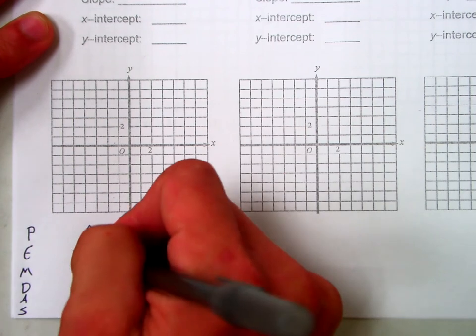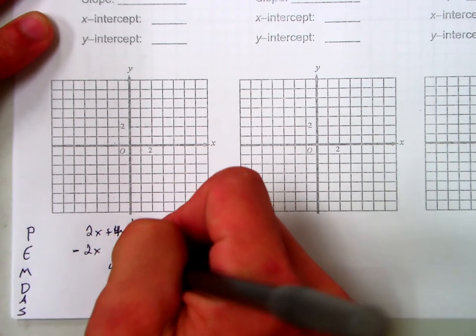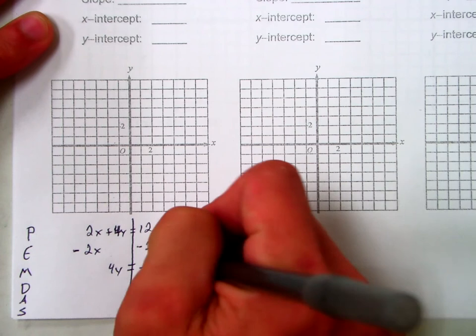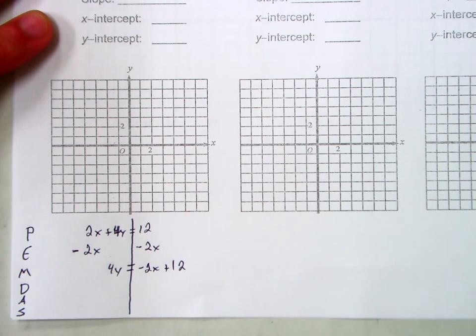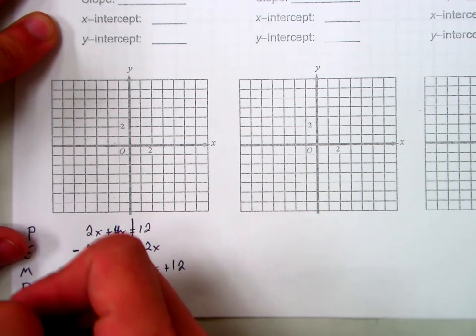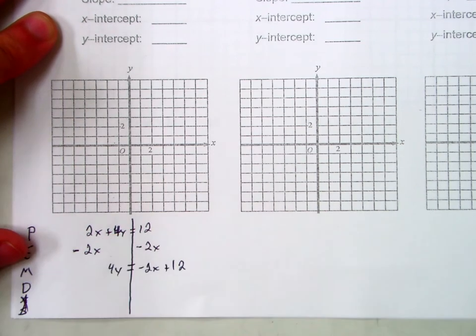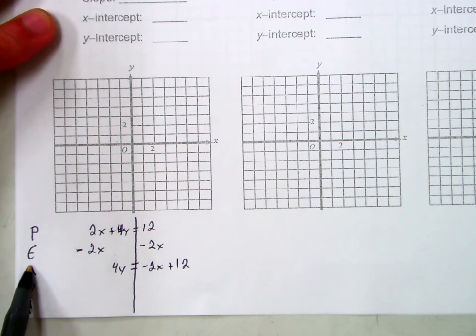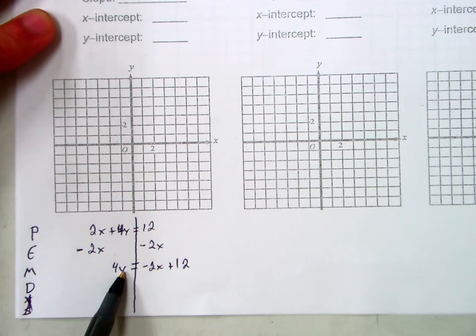So now I've got 4y equals negative 2x plus 12. Alright? So now, is there anything being added or subtracted to the 4y? No, nothing is left that's being added or subtracted. So we're done with that. Now on to division and multiplication. Is there anything being multiplied or divided by that 4y?